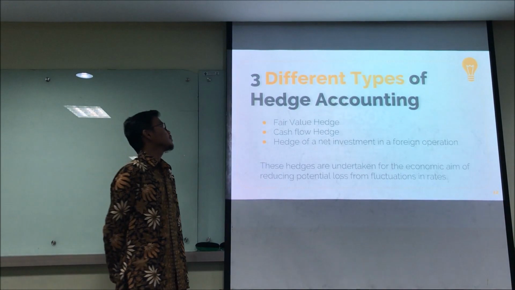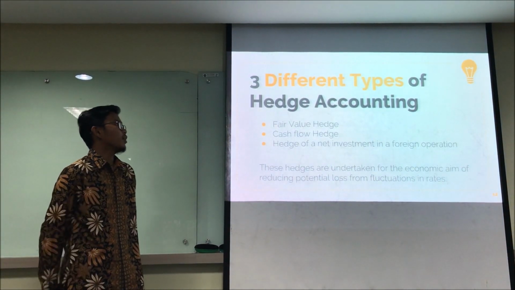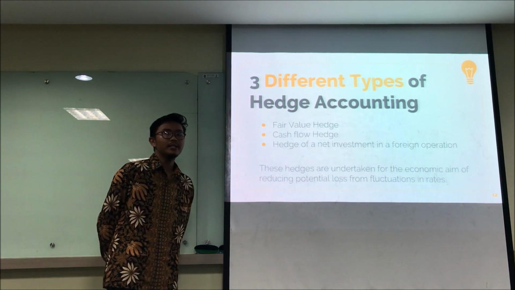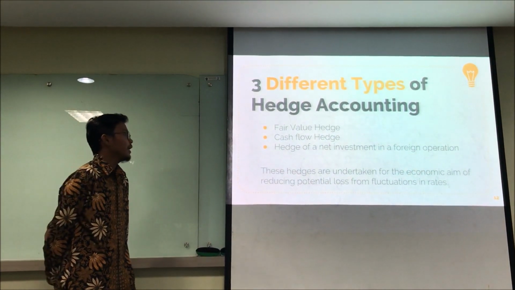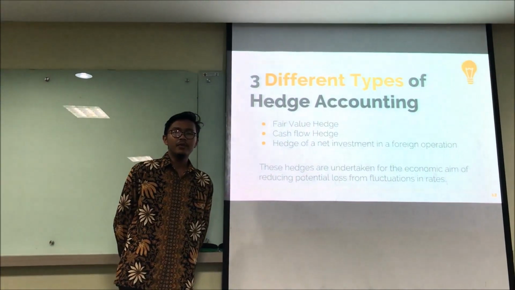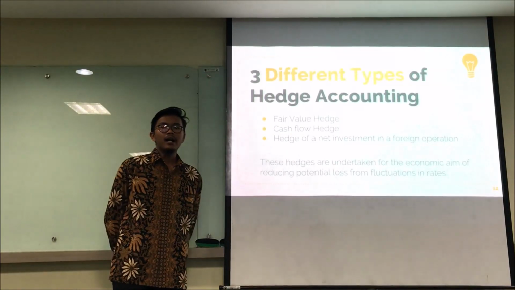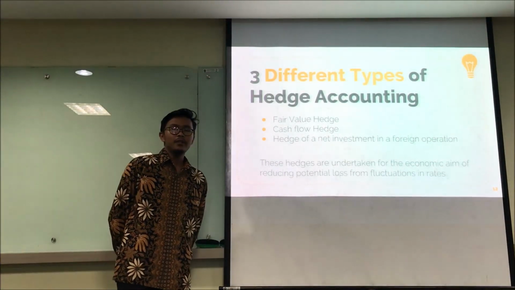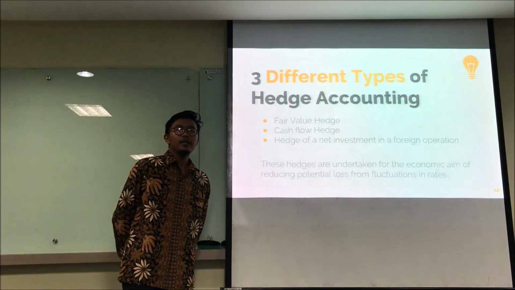Now I want to explain about hedging items. Hedging items consist of three different types of hedge accounting. First, fair value hedge. Second, cash flow hedge. And third, hedge of a net investment in a foreign operation. According to PSAK 71, the first one is fair value hedge.